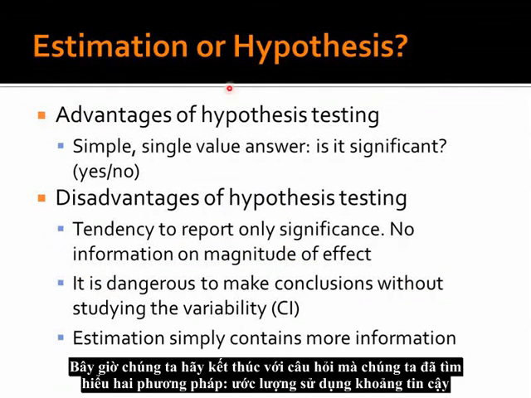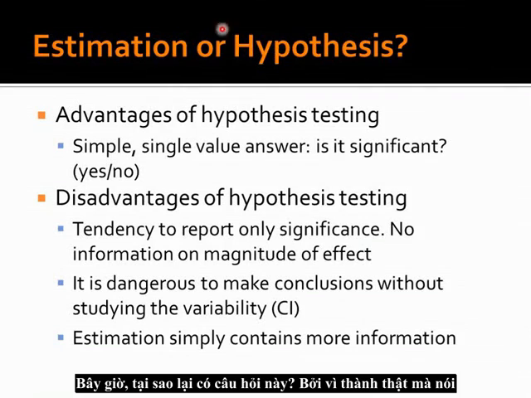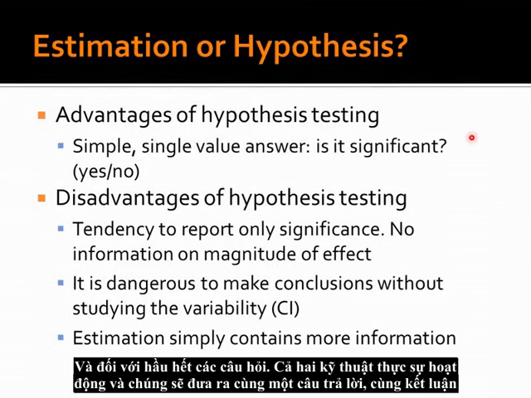Now, let's conclude with the question. We have learned two methods: estimation, which was using confidence intervals, or hypothesis testing, which was based on the two-tailed, one-tailed, etc. Now, why is it a question in the first place? It's a question because, honestly, in most scenarios, you can choose either estimation or hypothesis testing to come up with a conclusion. And for most questions, both techniques actually work, and they'll give the same answer, right? The same conclusion.